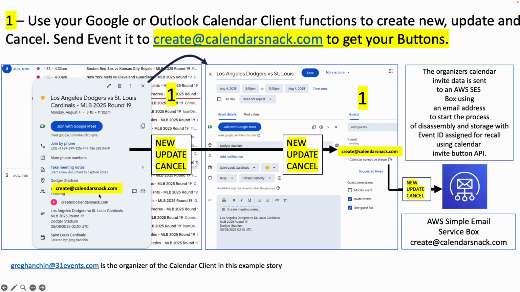Essentially what I do is I have already used this command, create@calendarsnack.com, which is an email address. I've sent my calendar invite data to this box. And what happens is we disassemble the calendar invite in all its components and actually store it with the event ID matched to the calendar client's organizer email address. So this is the email address for me, the organizer of the calendar client. So I am this person in the story.